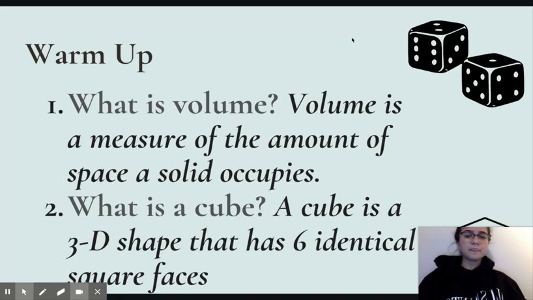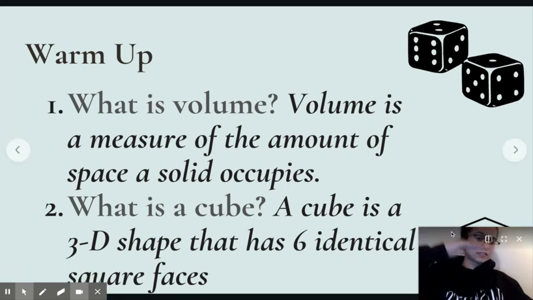Okay. And a cube, hopefully you remember, is just a 3D shape that has 6 identical square faces. Okay, so a square is 2D, and then if you make it 3D, then it becomes a cube, okay? But on a cube, each face is a square, right?